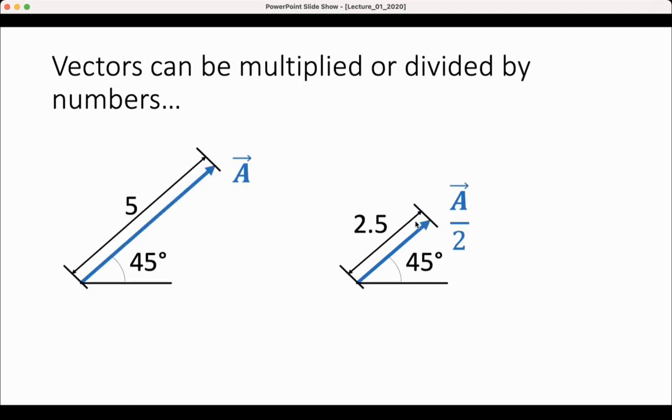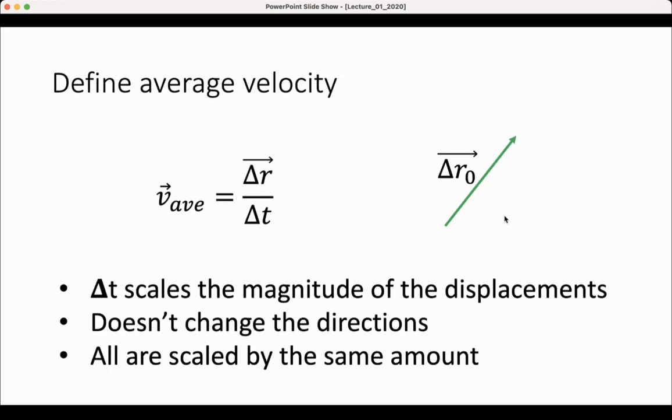If we did that, if we took this vector A and we divided it by 2, we would wind up with a vector that is half as long. So it was 5 units. Now it's going to be only 2.5 units. But notice that it still points in the same direction it pointed in before. So this is an important thing to realize we can do to a vector, because this will allow us to make the connection between a displacement and an average velocity.